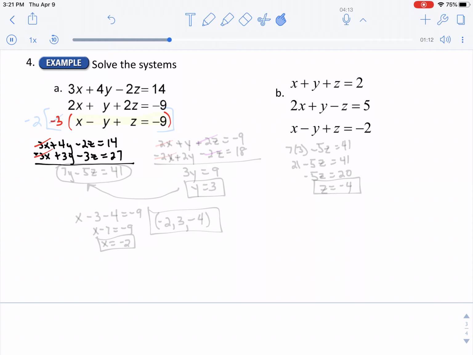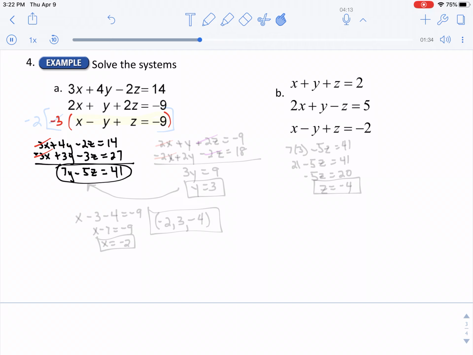And I get 7y minus 5z equals 41. All right, and then I'm going to circle that equation because I'm going to need it again in a few minutes. All right, step 2, pick any two equations different from the first two you chose and eliminate the same variable.